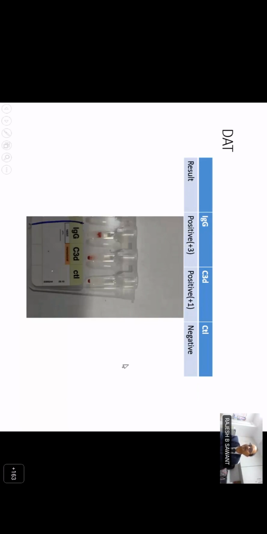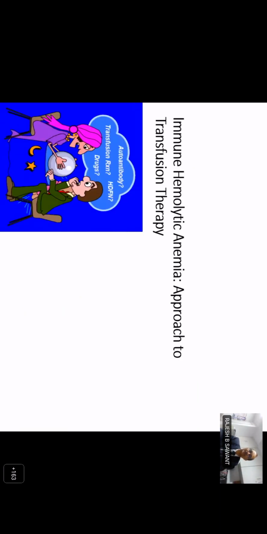It is signifying or pointing towards the cold component. Okay. So what would be your likely diagnosis? Mixed type of autoimmune hemolytic anemia. Right. So there is some autoantibody and it is reacting at room temperature as well as 37 degrees Celsius and also at 4 degrees Celsius. So mixed AIHA. And if you have to give transfusion to this patient, what will you consider in this case?